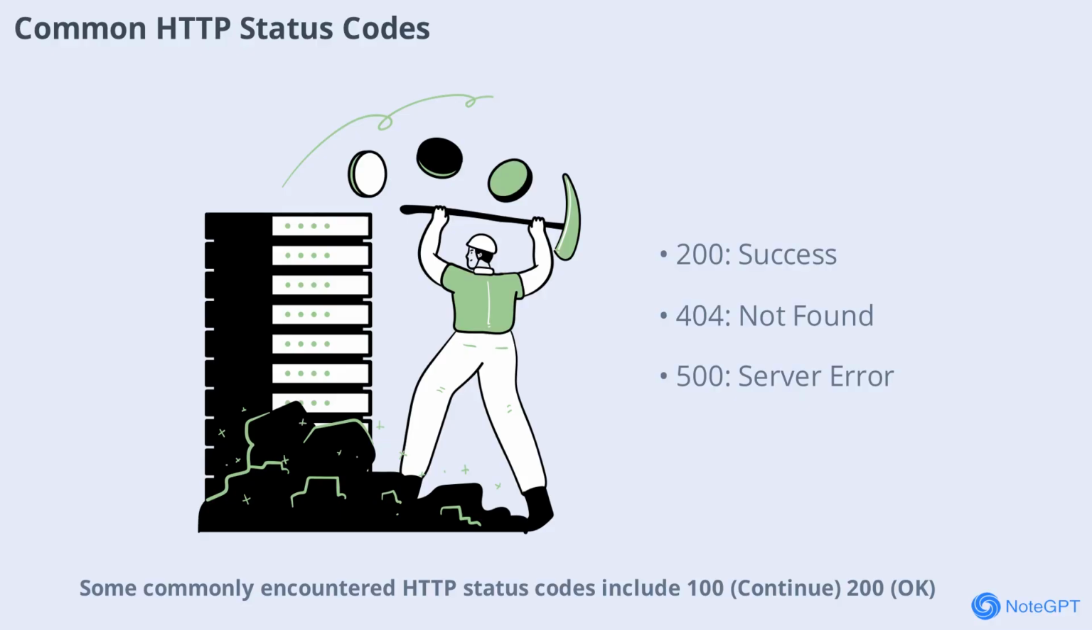Commonly encountered HTTP status codes include 100 Continue, 200 OK, 201 Created, 301 Moved Permanently, 400 Bad Request, 401 Unauthorized, 403 Forbidden, 404 Not Found, 500 Internal Server Error, and 503 Service Unavailable. Each code provides specific information about the request's outcome, guiding clients on next steps or troubleshooting.